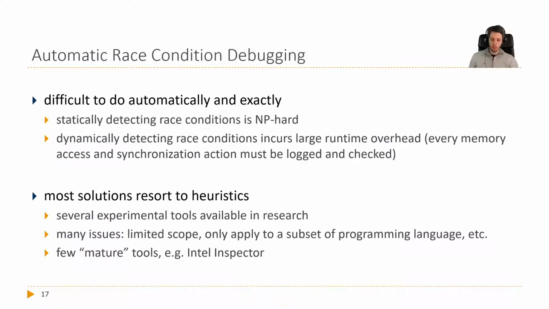So moving beyond this visual inspection, going towards fully automatic tools, there are also tools that can do automatic race condition debugging. And this is quite a tricky topic. This is very difficult to do automatically and exactly, or in an authentic way. Because statically detecting race conditions obviously doesn't work. If that would work, we probably would have solved, I don't know, the halting problem by now.